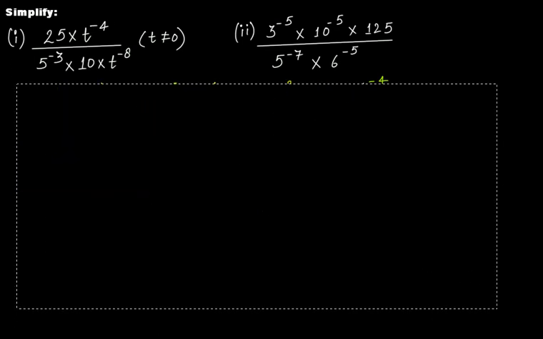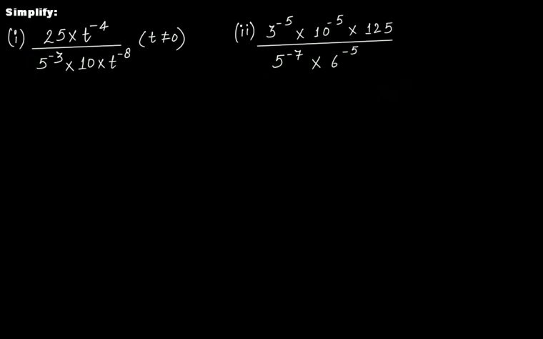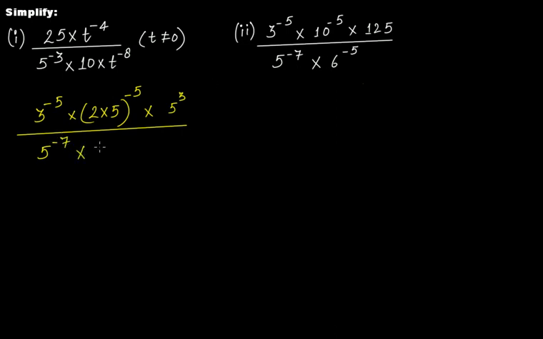This is the last problem that we are going to discuss here, and this is 3 raised to the power of minus 5. Okay, then this is 10 raised to the power of minus 5. Now 10 can be written as 2 times 5, right? And then this whole is raised to the power of minus 5. This 125 can be written as 5 raised to the power of 3 divided by 5 raised to the power of minus 7 multiplied by 6 can be written as 2 multiplied by 3 raised to the power of minus 5.